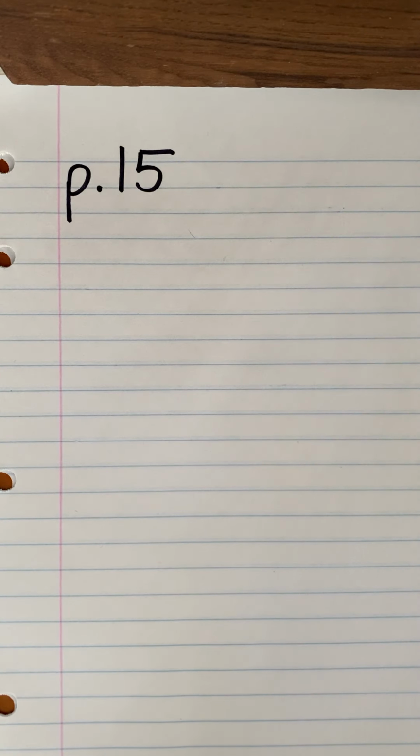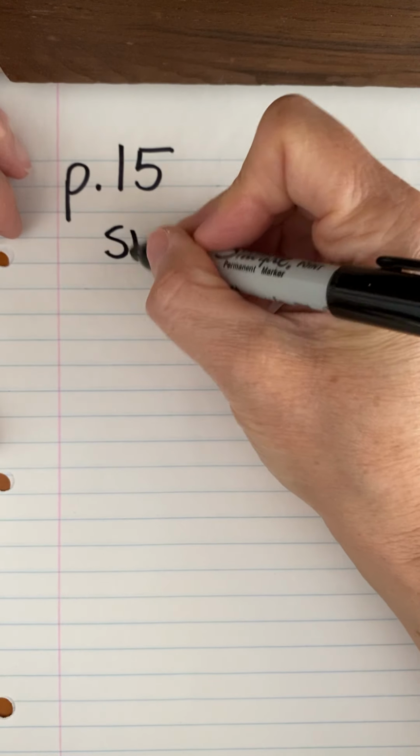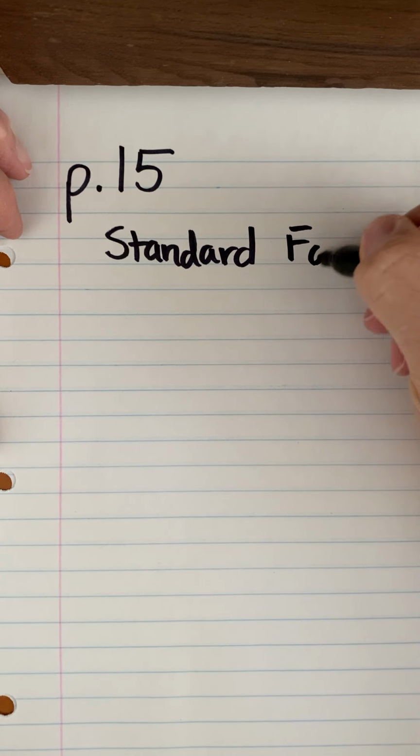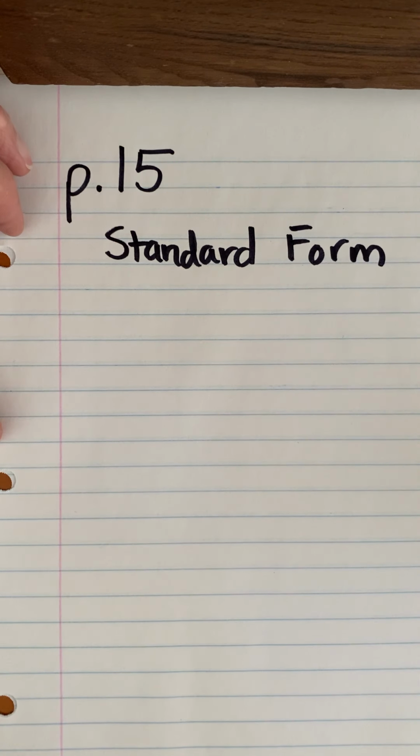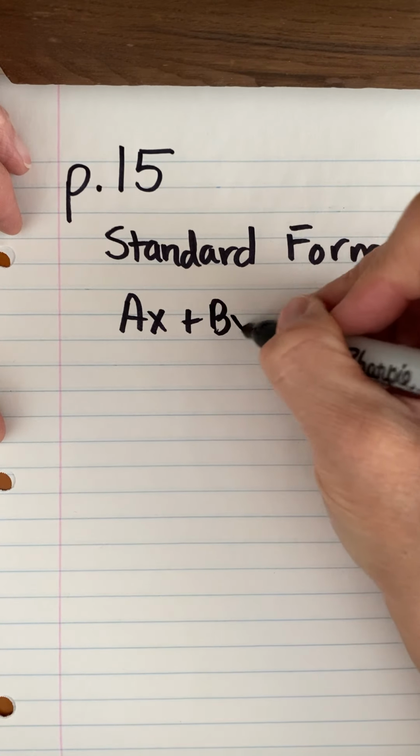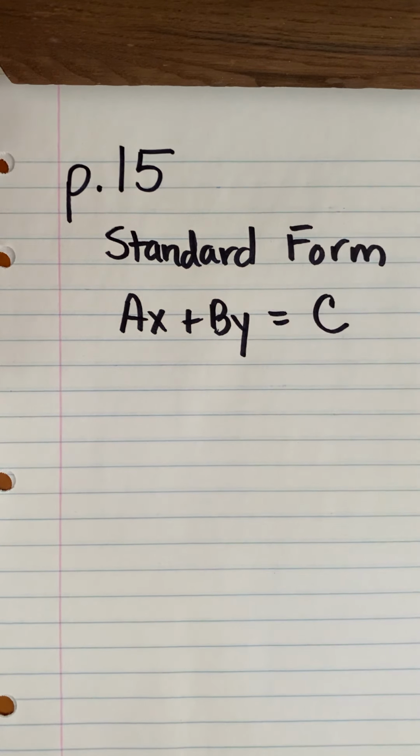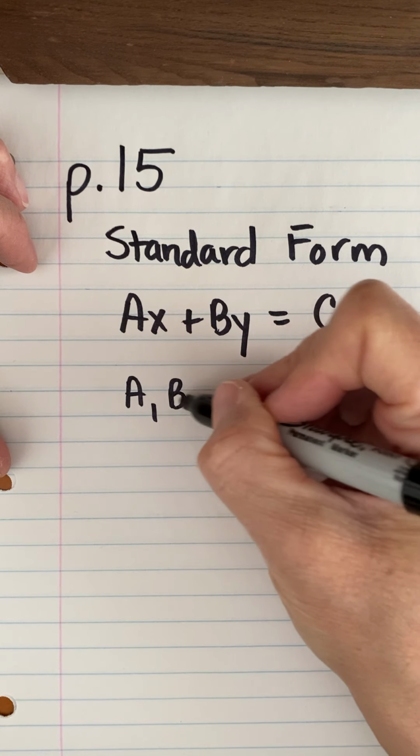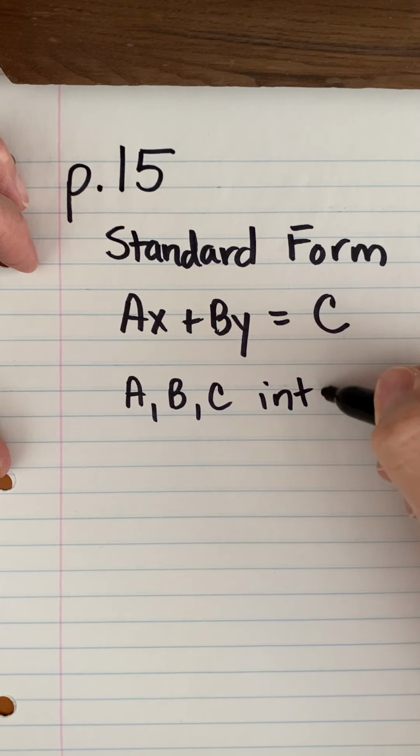Okay, now I want you to open up to page 15 in your chapter 5 packet, and we're going to review standard form. Now, if you remember, we covered standard form extensively in chapter 4. Standard form is ax plus by equals c, but there were certain restrictions on a, b, and c. If you remember, a, b, and c had to be integers.